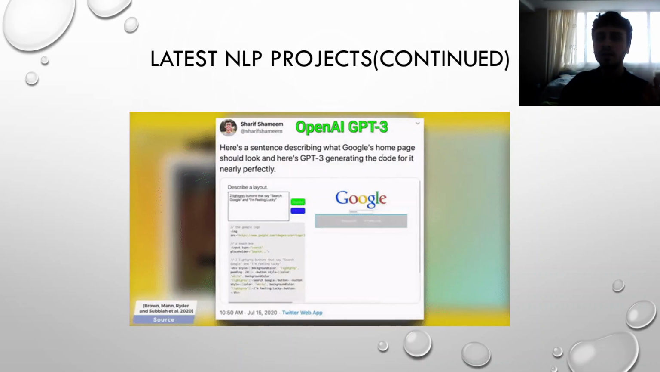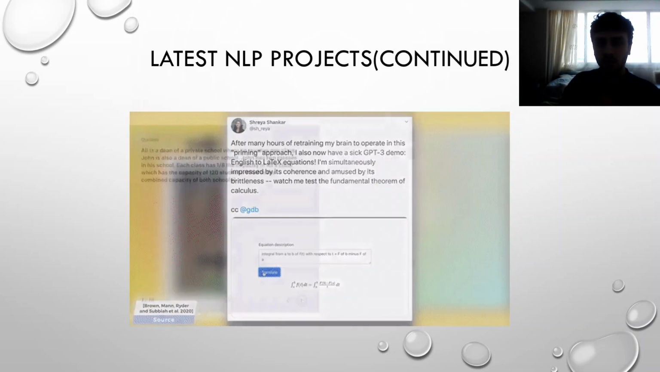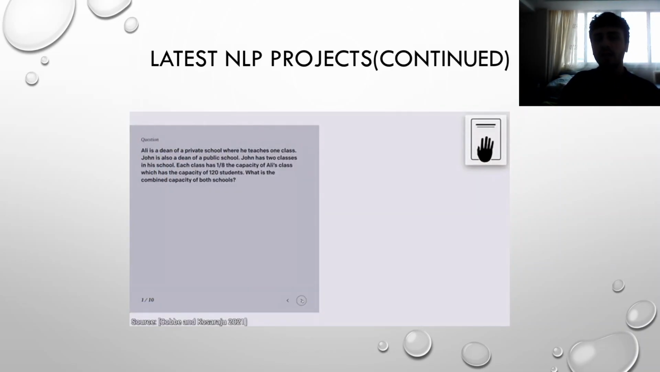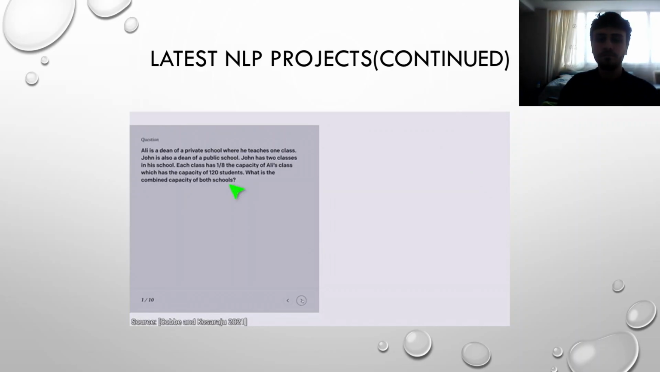And this is from OpenAI's GPT-3. OpenAI GPT gets an input text sentence and then creates a website, for example, like Google, and then creates a LaTeX formula from your sentence, and also understands elementary level and university level questions and answers these questions.